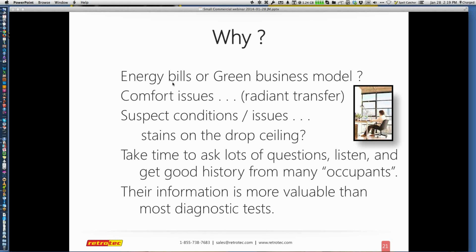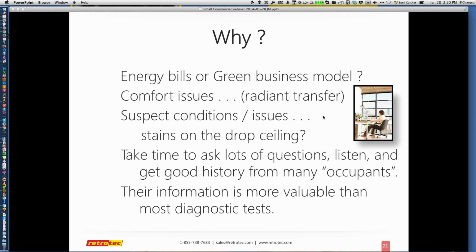You know, is it energy bills or is it a green business model? A lot of times you're there due to, you know, energy is the last thing actually on their mind. It's usually a comfort issue. And I got the image there of the person sitting by the windows. So in the summer they're kind of hot, and in the winter they're freezing because the HVAC system is working fine, but the structure was designed in a way that their body temperature was being completely determined by what they were near. You know, stains in the dropped ceiling.